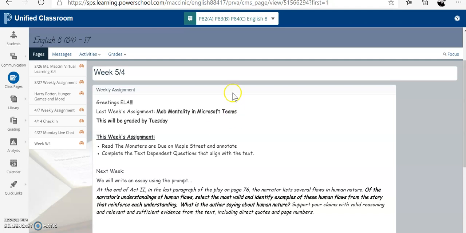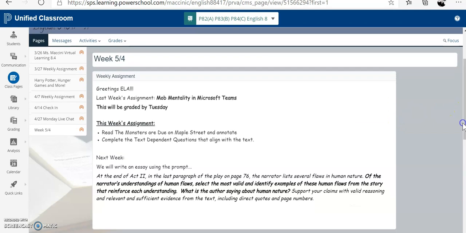So when you go into Unified Classroom, you have your drop-down box with all of your classes, and class pages is where you're going to find your weekly assignments. These are our previous assignments, and I have labeled each week with the date so that you know what to do. So in today's assignment, here's my message.